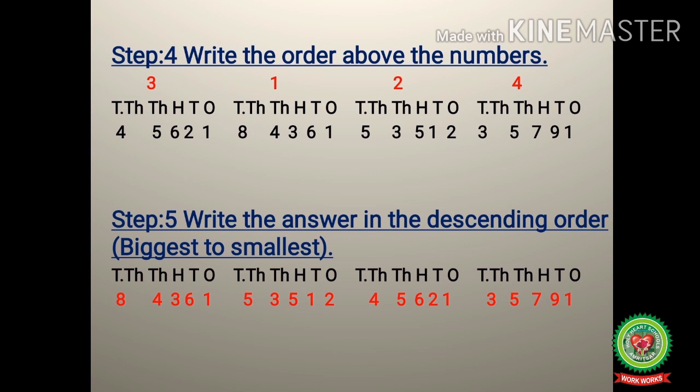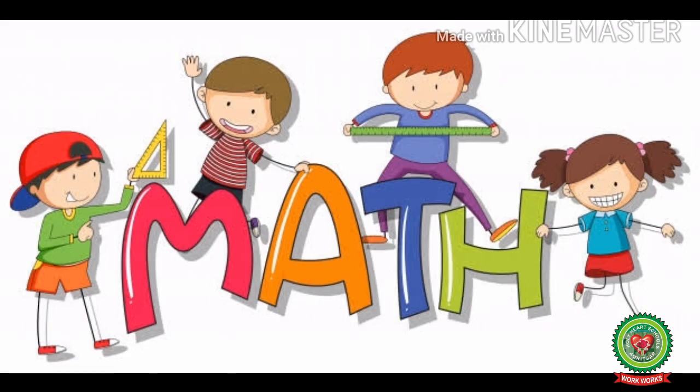Now after you have compared the first digit of the numbers, we have to write the orders in which we have to arrange the numbers. That is in descending order, biggest to smallest. Step 5 is to write the answer in the descending order. Now we have to arrange the numbers in descending order or decreasing order, that is from the biggest to the smallest number. I hope kids you have understood the concept of descending order till 5-digit number. Now complete the pages that has been given to you in your SNAP homework. Thank you.